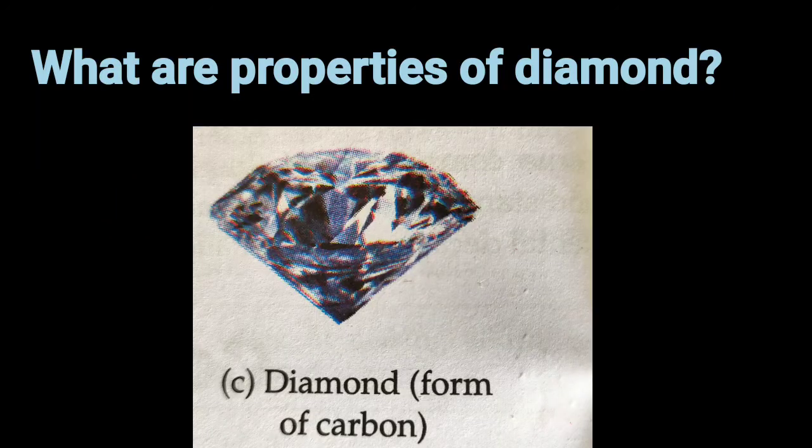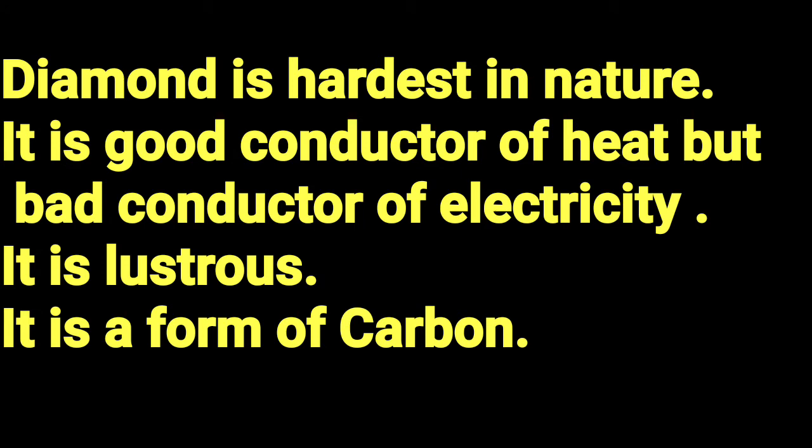Next picture, identify it. It is diamond, and according to the shine we can see diamond is hardest in nature, and it is a good conductor of heat but a bad conductor of electricity, and it shines a lot, so it is very lustrous. It is a form of carbon because it is an allotrope of carbon. We get it from carbon.